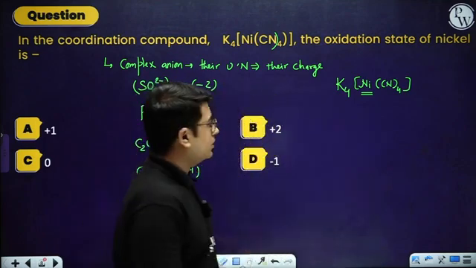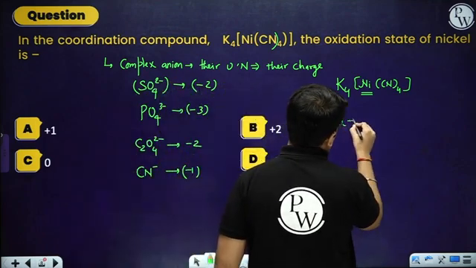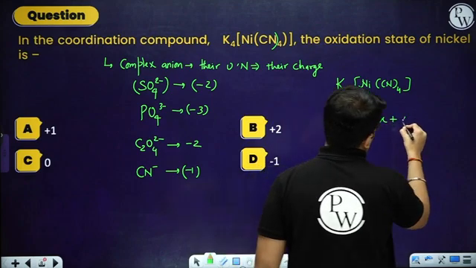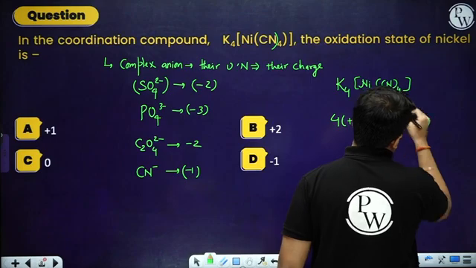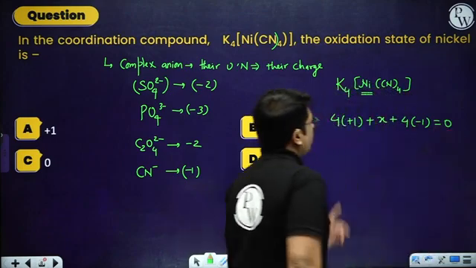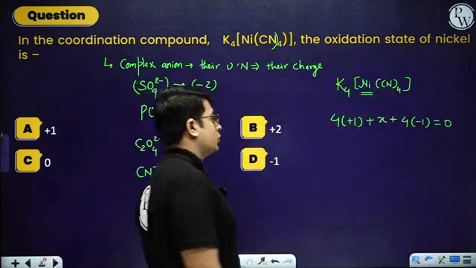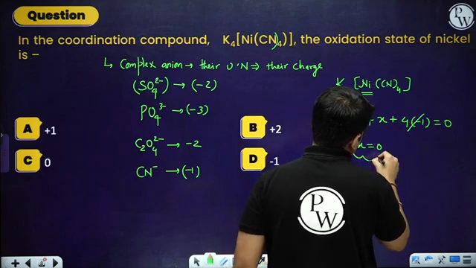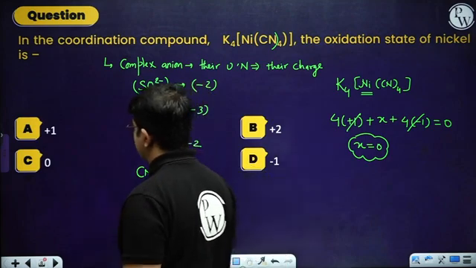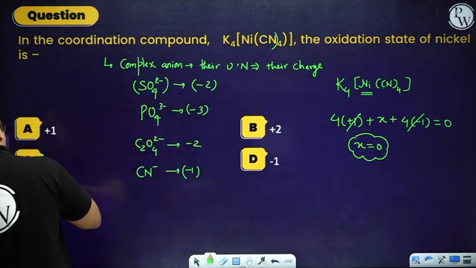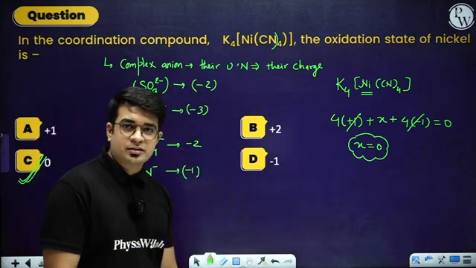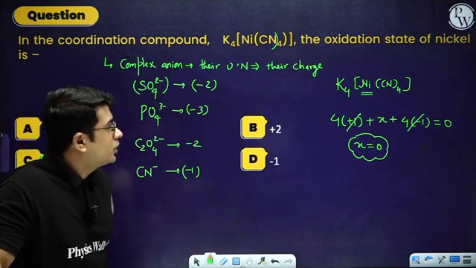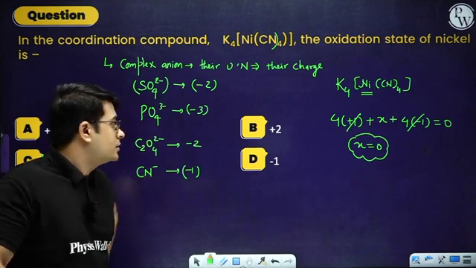So potassium is clear: 4 potassiums are there having +1 oxidation number. Nickel, let's say X, plus 4 multiplied by -1 for cyanide, that will be equal to 0 because the entire complex is neutral. So this is going to cancel out this entire part. X will be equal to 0, which is option number C. I hope this entire portion is clear. Okay, and that's how you can calculate this analysis.